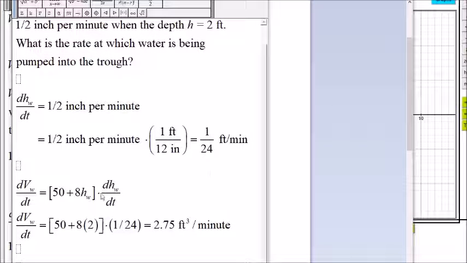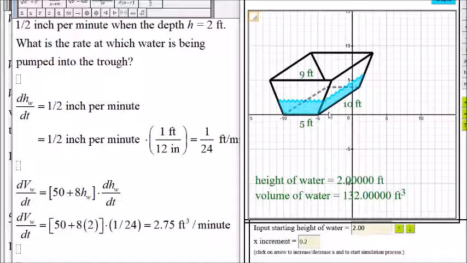And so the rate of change of the volume now would be 50 plus 8 times 2, because that's what the height is. The height is 2 feet. And then the rate of change of the height of the water in foot per minute is 1/24. And then multiply all this out, we get 2.75 cubic feet per minute.